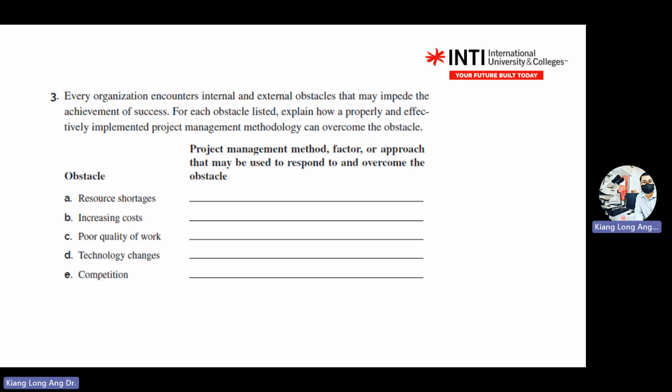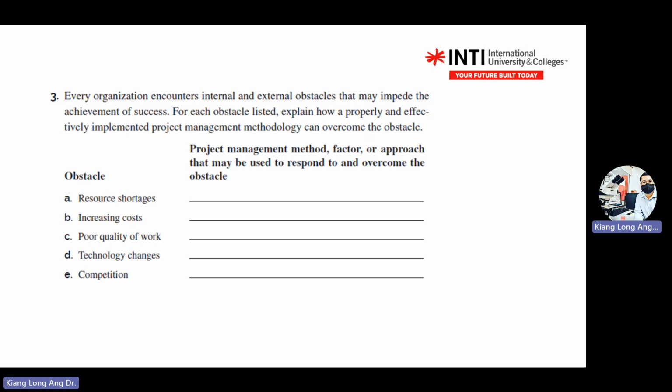Another one is scope management. You manage the scope of the projects. Then you have change control and configuration management. The important thing is you have a review and then you have scope management. Okay, that one is that.